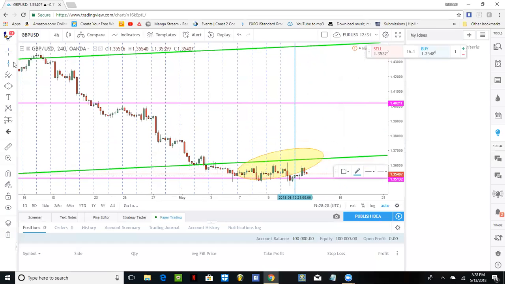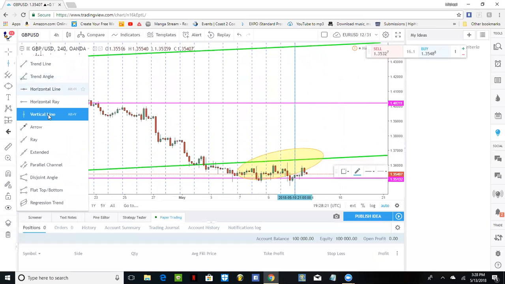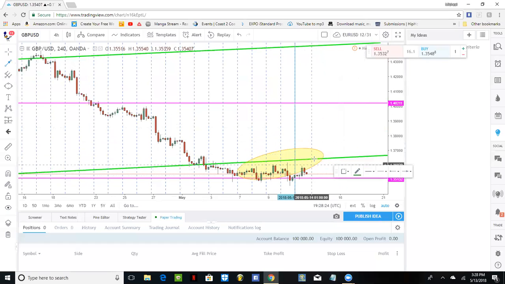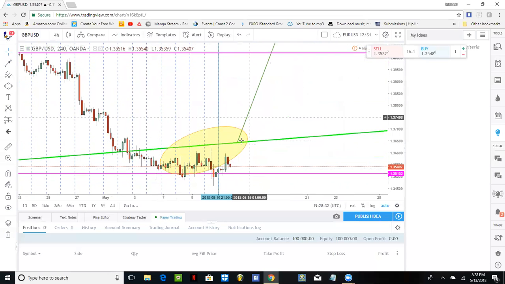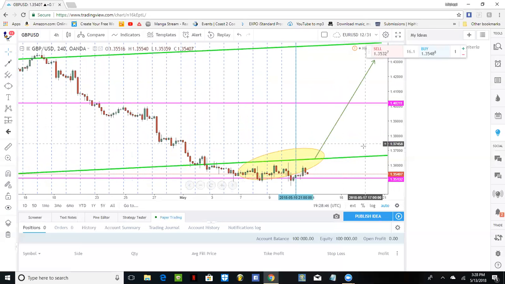As a matter of fact, I want to put an arrow right there just to stress how much breaking this green line right here would be. If it breaks this area right here, this is the possible potential. That's why I just want to be patient and just wait for this to do its work, because no one knows where Forex is going to go.